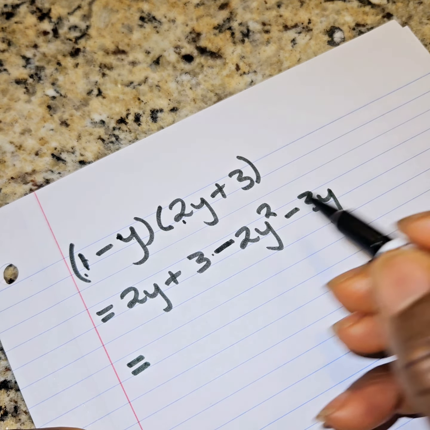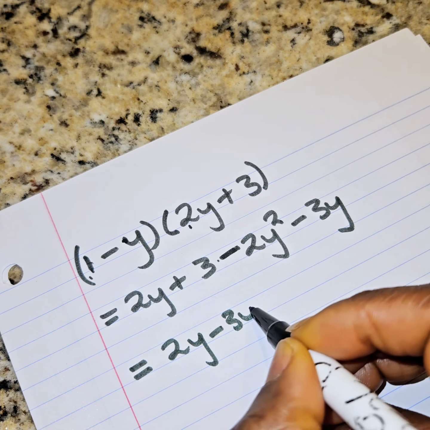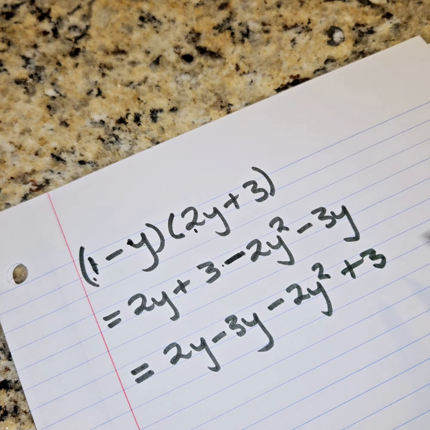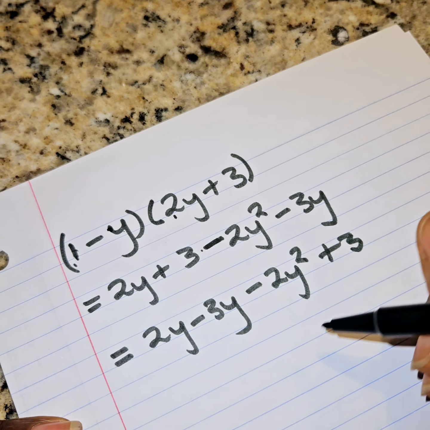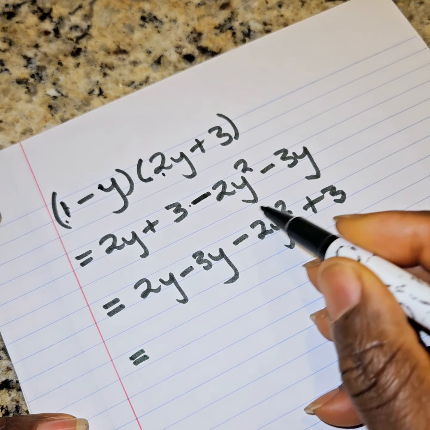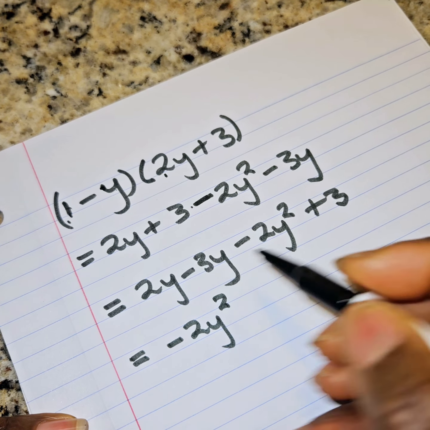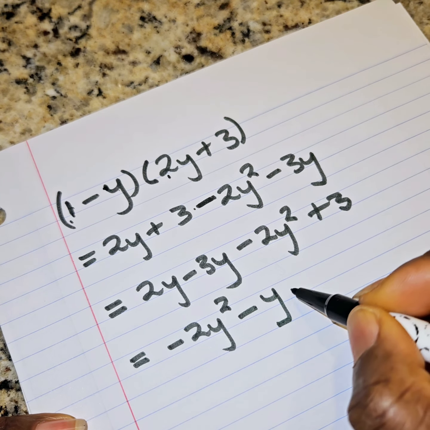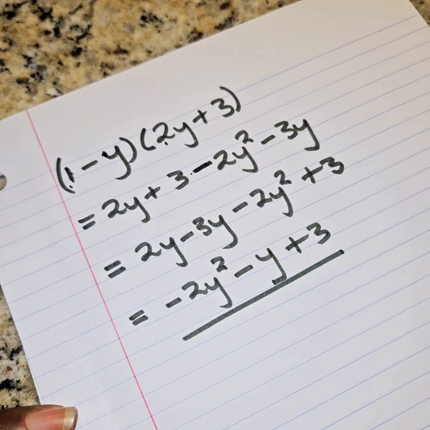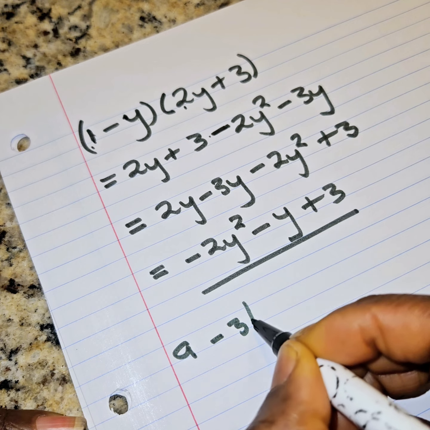This becomes, I bring the like terms together. I have 2y minus 3y minus 2y squared plus 3. Now, when you write polynomials, you always have to start with the one that has the highest power. So I will rearrange this and write this first. Minus 2y squared. Now, 2y minus 3y is minus y plus 3. There is nothing else I can do to this. That is the answer.